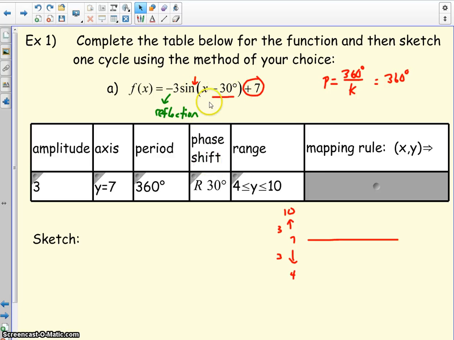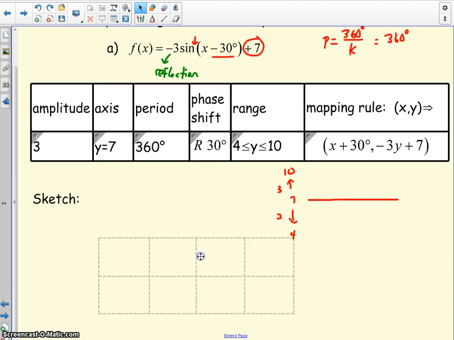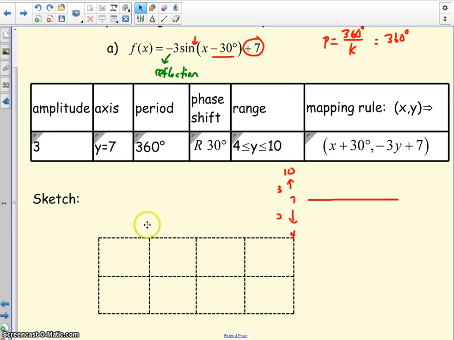And last but not least, for our mapping rule, we should be pros at this by now, so it can be x plus 30, negative 3y plus 7. Now we're going to put all this together to make our sketch. To make our sketch, we're going to start by creating a box that has 8 sections in it. The idea is we're taking our cycle and dividing it into quarters: 1 quarter, 2 quarters, 3 quarters, 4 quarters. We're going to put in all the key values along the x and y axis and then fill in our actual graph as we do it.